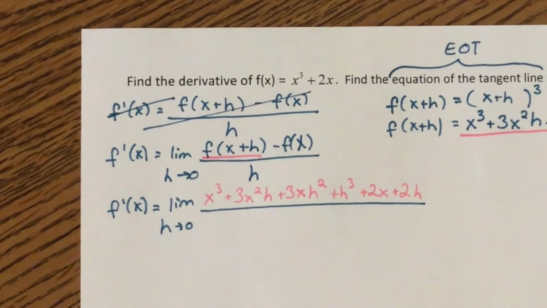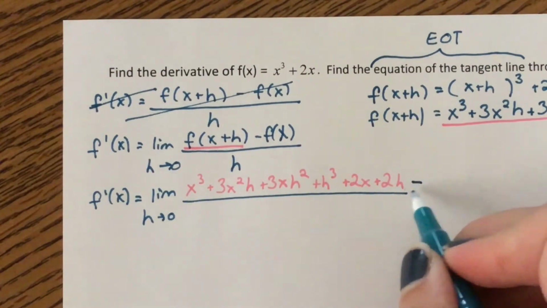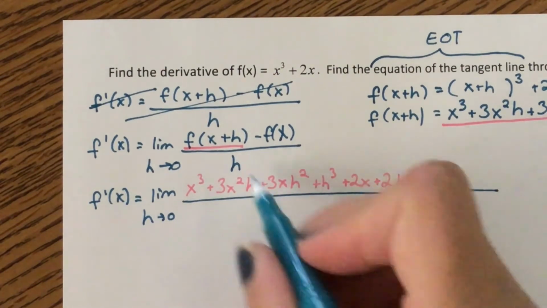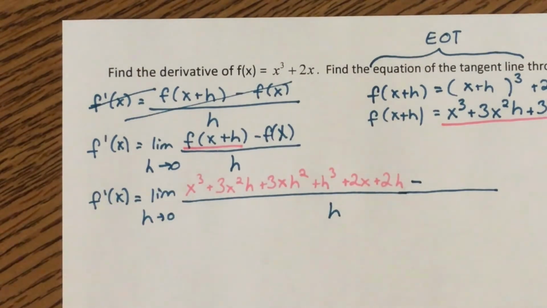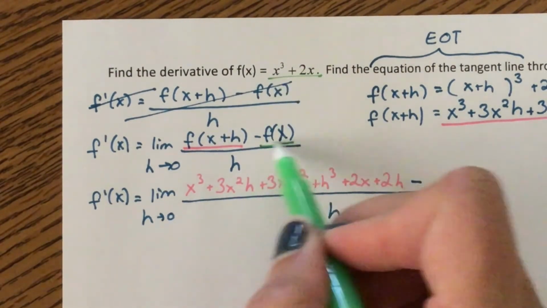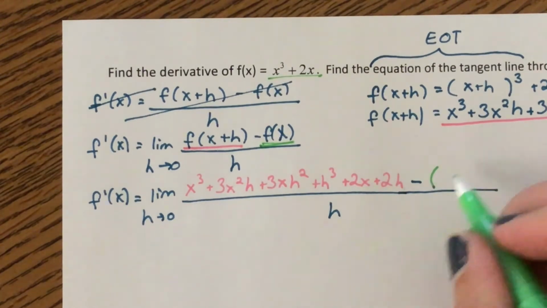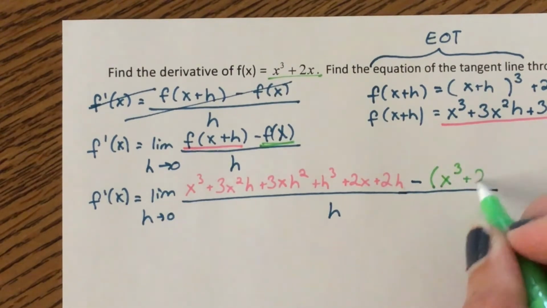Looks like I need to zoom out, minus, so h goes on the bottom, f of x was the original function from up here, and that's going to go in parentheses. It was x cubed plus 2x.